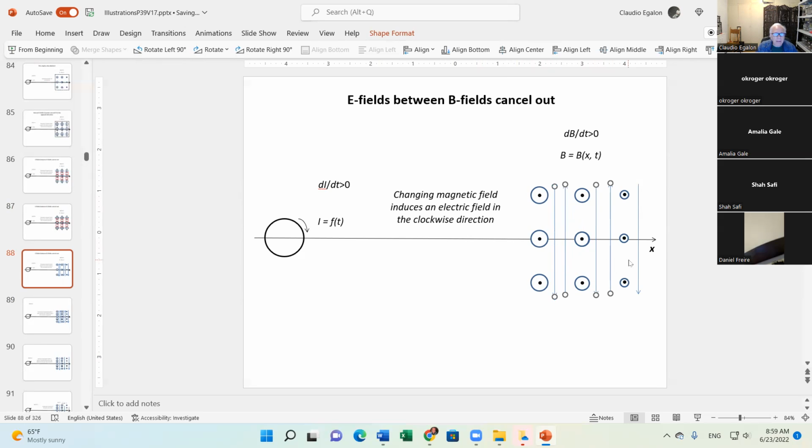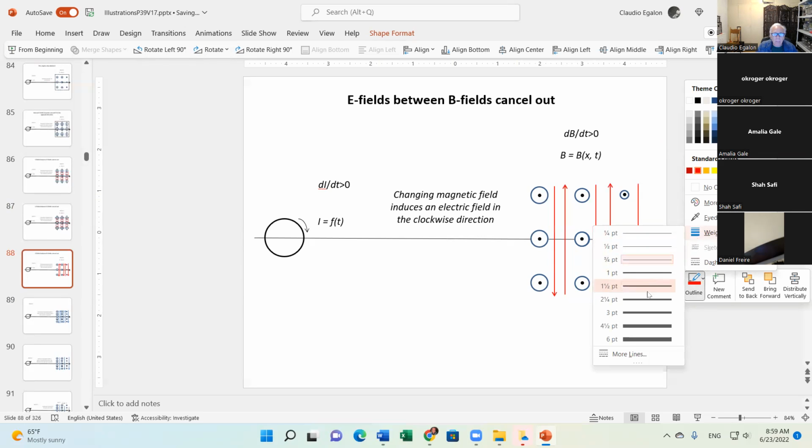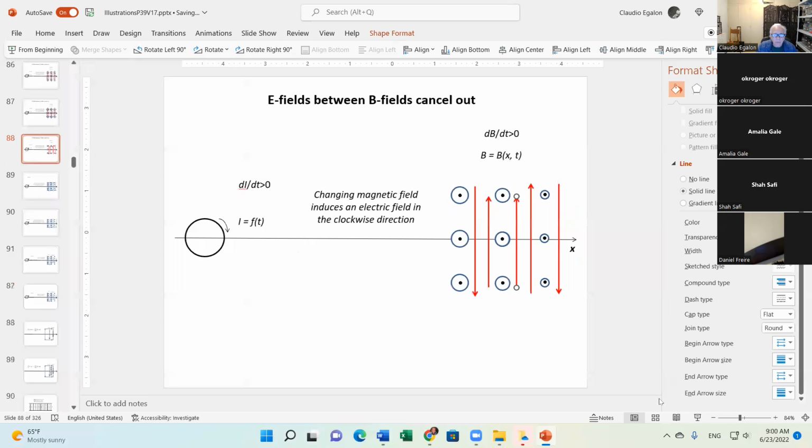Let me draw this electric field in a better way. Here we go. I'm going to make this electric field line shorter for a very good reason. Why is that? There's a very good reason why this electric field line is shorter. Anybody can tell me why, if you're following? And I'm going to change the direction of this one as well.